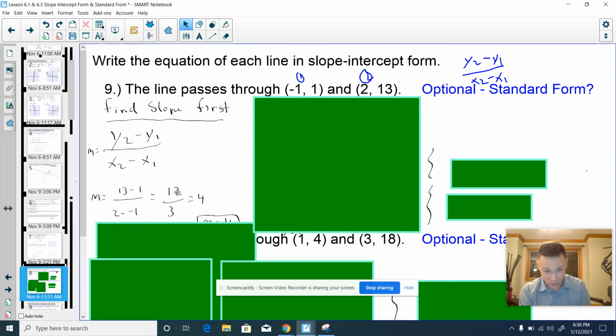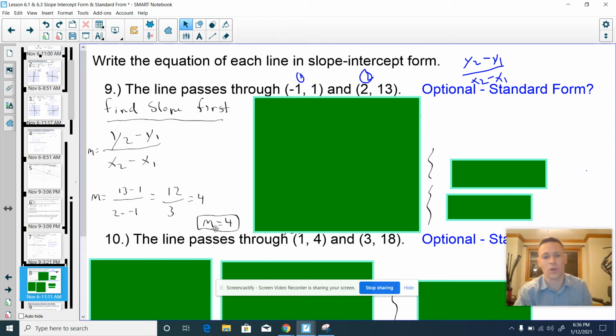13 minus 1 gives me 12. And then if I subtract a negative, it's really adding. So 2 plus 1 is 3. And then 12 divided by 3 is 4. My slope is actually equal to 4. Awesome. All I had to do was use the slope formula. We knew how to do that already, right? So now I still have to find my y-intercept, right?